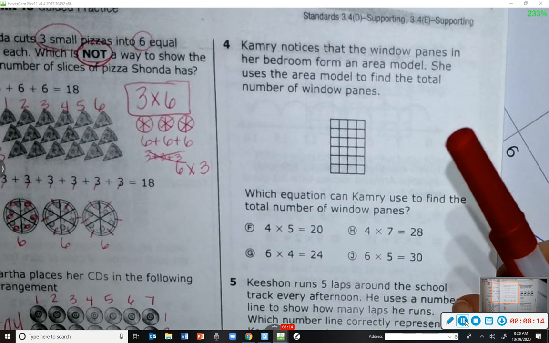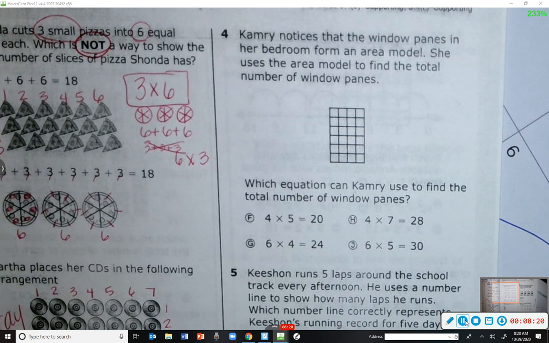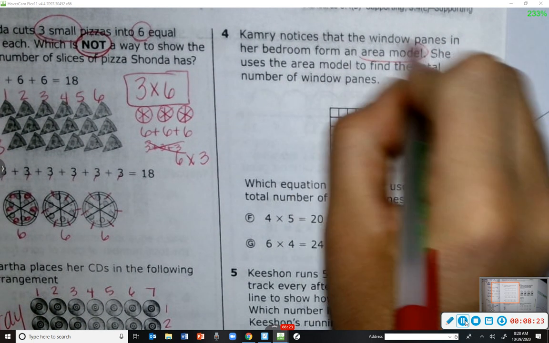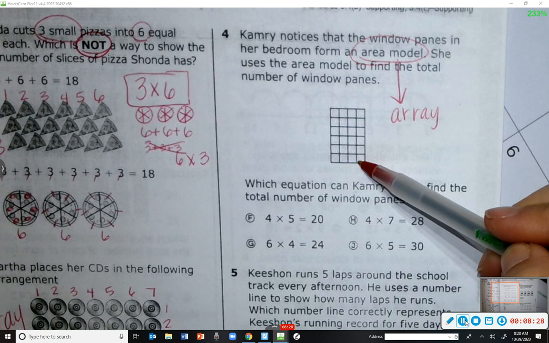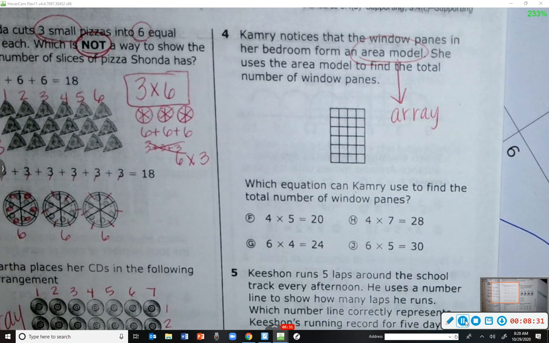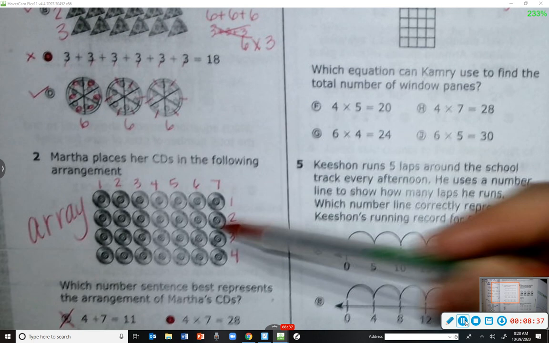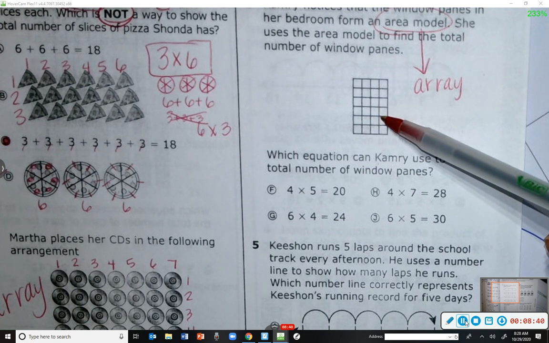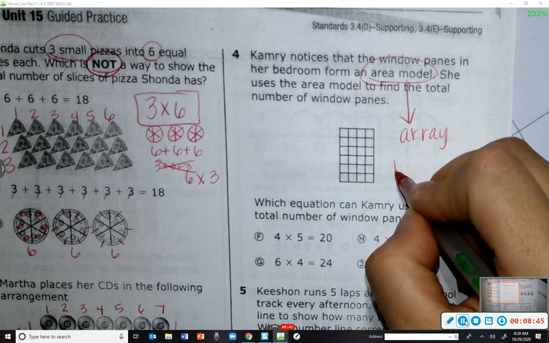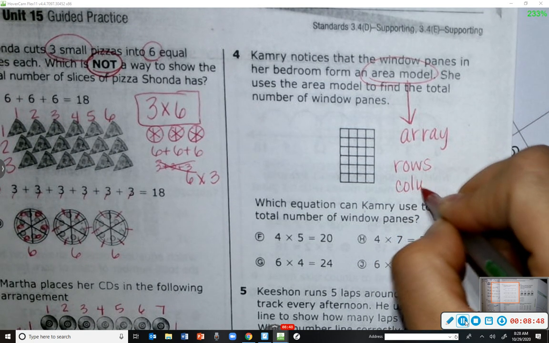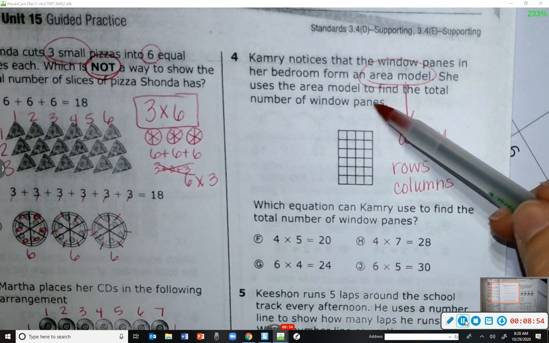Number 4. Camry notices that the window panes in her bedroom form an area model. Okay? Area model is just like an array, guys. The only difference is it's going to have these squares packed tight. Okay? An array is going to have them more spread out, and it could use different shapes. Area model will always use squares. Okay? So all you do is look at the rows and columns. So they're like 4 of the rows. Okay? She uses the area model to find the total number of window panes.